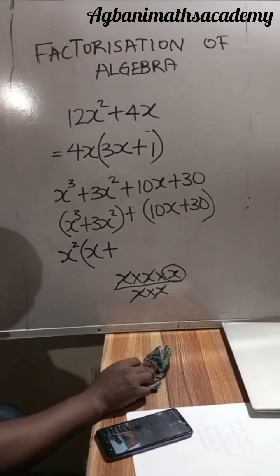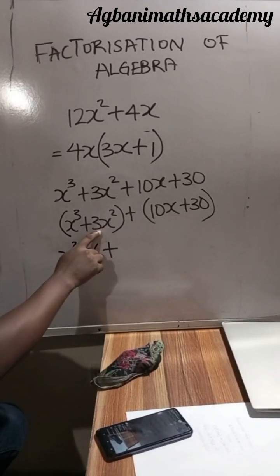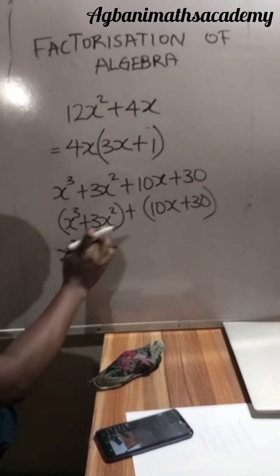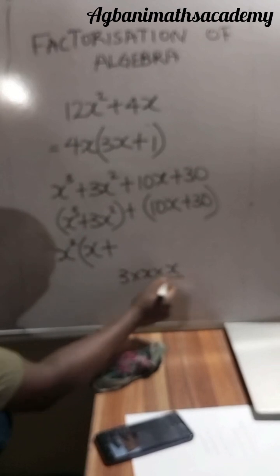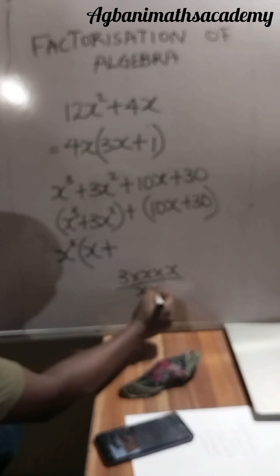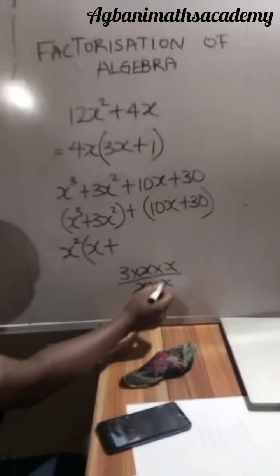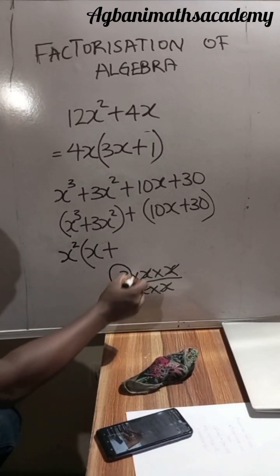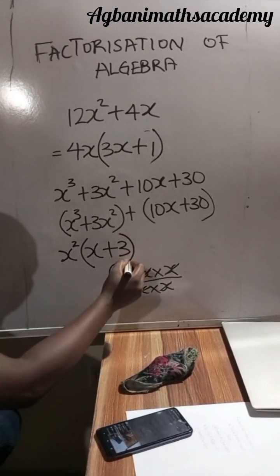Okay? Next, we use x raised to power 2 to divide 3x raised to power 2. So let's do that. 3x raised to power 2 is 3 multiplied by x multiplied by x, divided by x raised to power 2, which is x multiplied by x. So let's cancel out. x will cancel out, x will cancel out. So what are we going to have left? We have 3. So this value here is what we are going to put inside the bracket, and then we close the bracket.